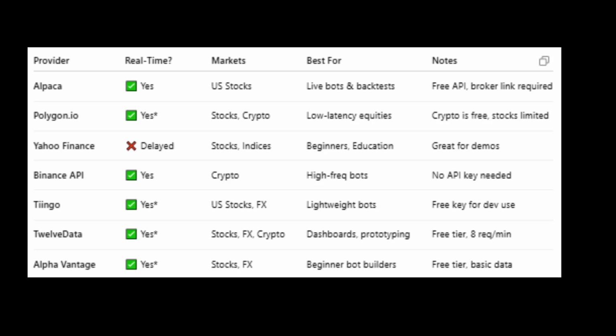Then we've got Tingo, good for stocks and FX, best really for lightweight bots, as it says there. Then we've got 12 Data: stocks, FX, crypto. And then Alpha Vantage, again good for stocks and FX. Not bad for beginners, that one.